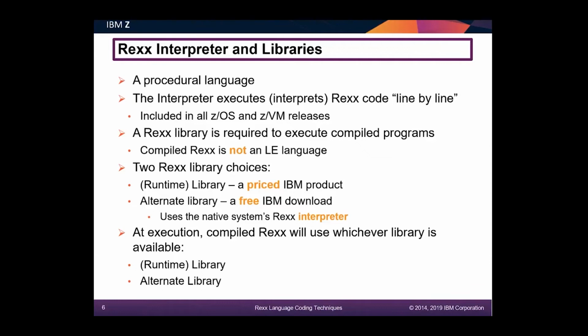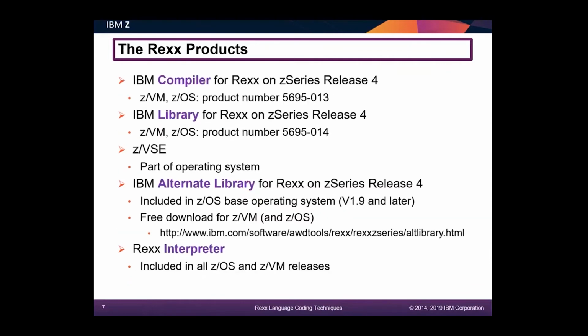So I talked about this compiler and library. These are separate products that IBM actually sells. So there's an IBM compiler for Rexx, there's an IBM library for Rexx. Those are both the priced products. And we'll talk on the next chart about why you might want to compile the code, right? I already told you you can run it for free through the interpreter, so why would I want to pay for a compiler or a library?